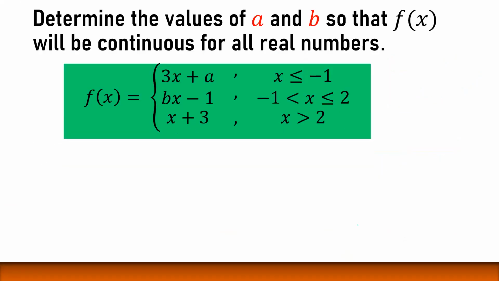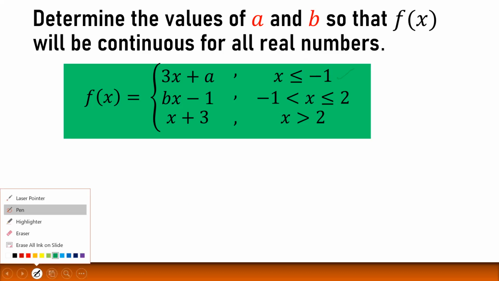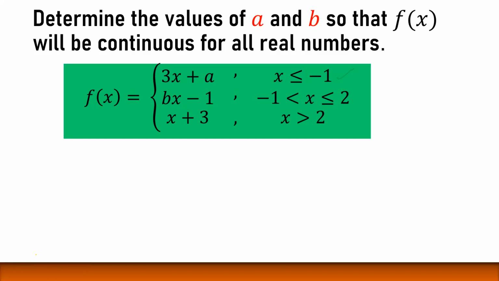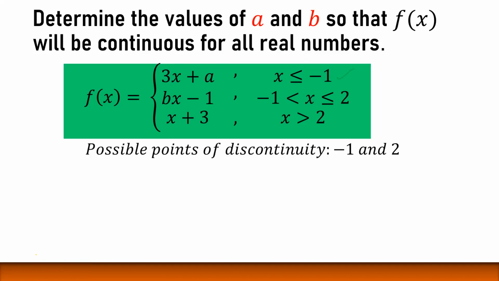So now let's determine the values of a and b so that f of x will be continuous for all real numbers. This is a different type of question naman that you may encounter for continuity. Okay, so for all real numbers daw, dapat maging continuous yung function. So ang nakikita natin na point of discontinuity are negative 1 and positive 2. Let's get a different color now. This time, let's use a dark yellow. So negative 1 and positive 2.